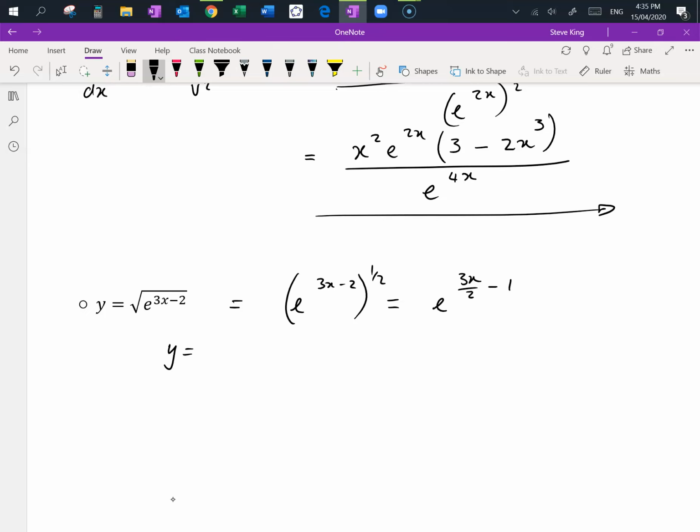So if y is equal to e to the 3x over 2 minus 1, then dy dx is simply going to be the derivative of 3x over 2 minus 1. That's simply going to be 3 over 2, multiplied by e to the 3x over 2 minus 1. So it looks a lot worse than it is.